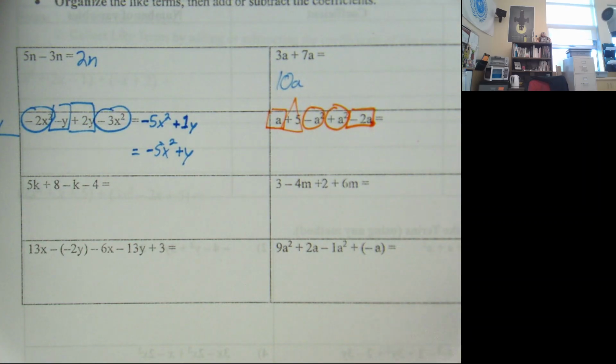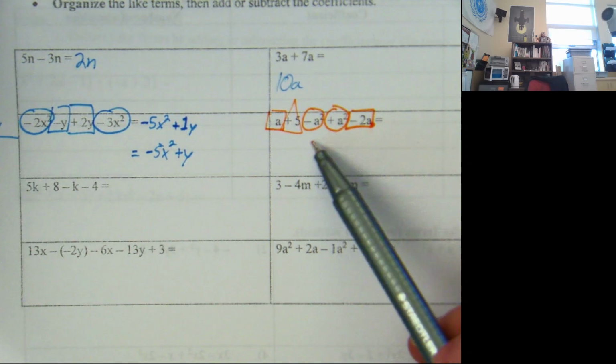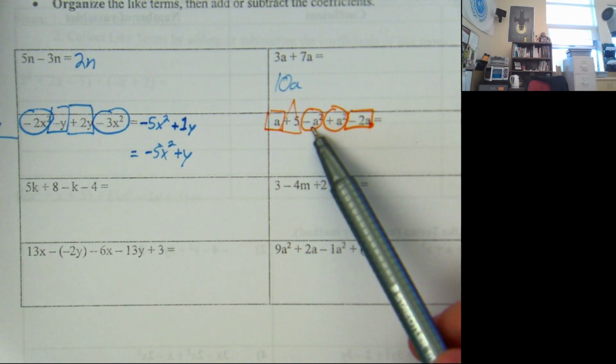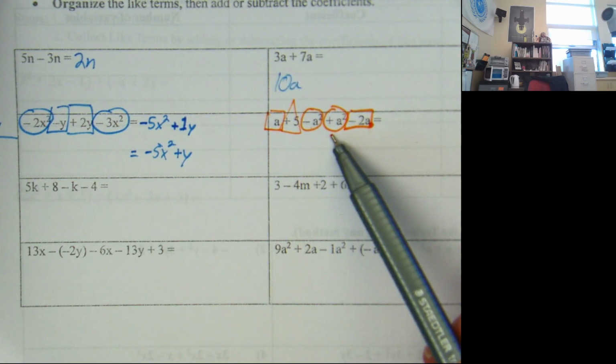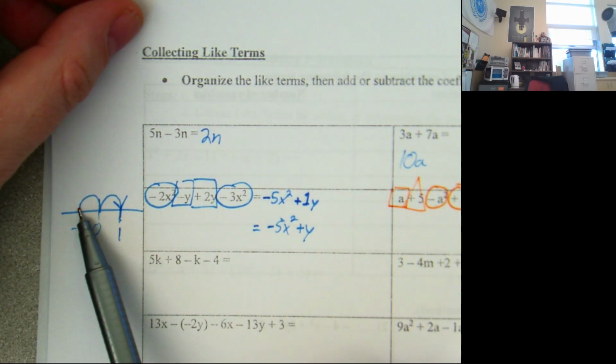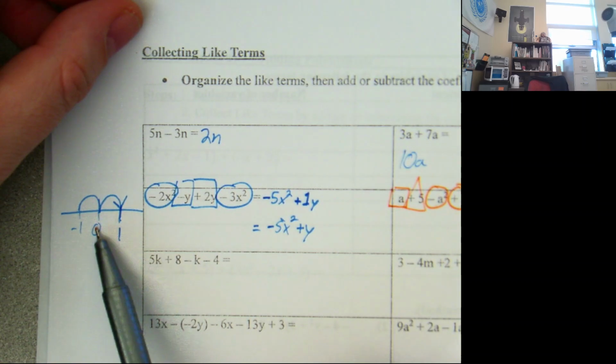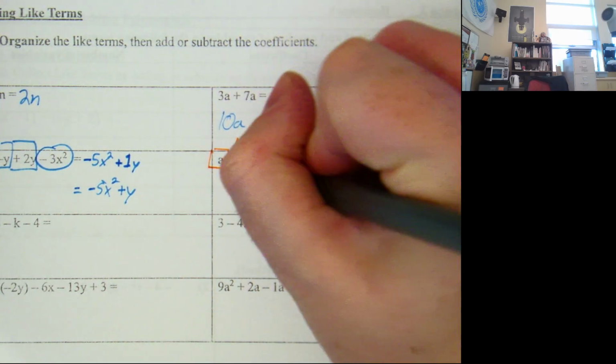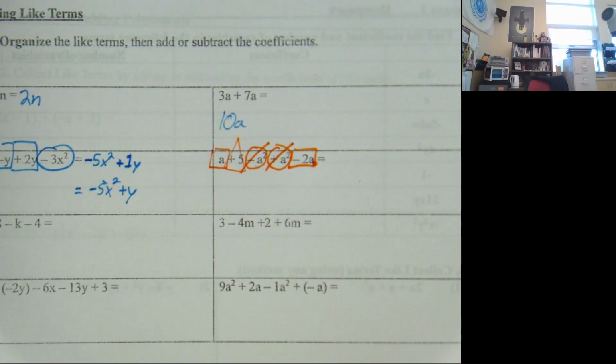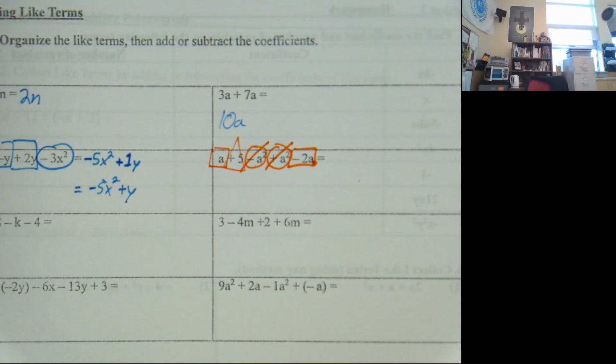Okay, so let's group these things. I'm going to start with the squareds. What's negative 1A squared plus 1A squared? Negative 1 plus 1 is 0. These cancel out, they're gone. If I have 0 A squareds, don't write them. They're gone.